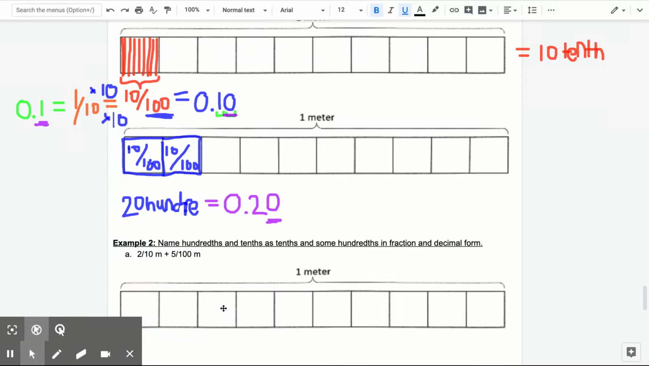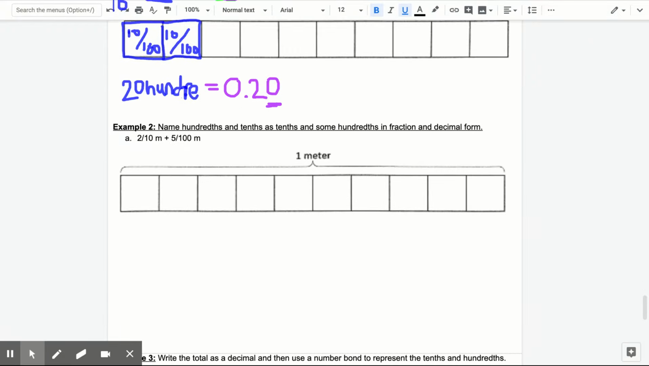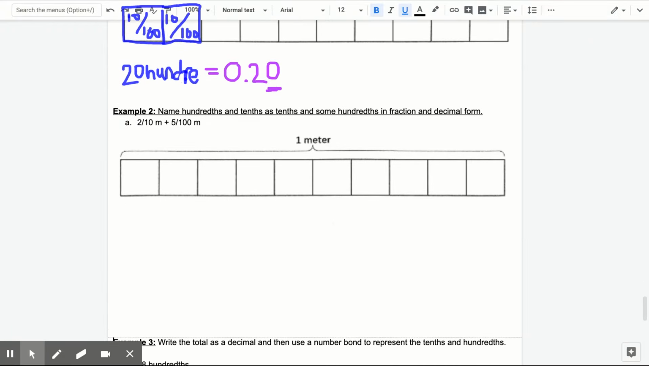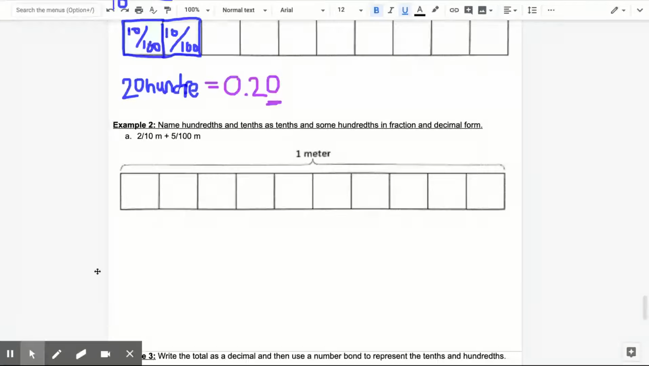So problem number 2, we're going to be combining our tenths and hundredths together. And we're going to use number bonds to model this after we draw it out on our tape diagram. And on your classwork today, you'll have a couple problems where you get to solve with a number bond. And we're going to get to that with problem 3, but just a heads up there.